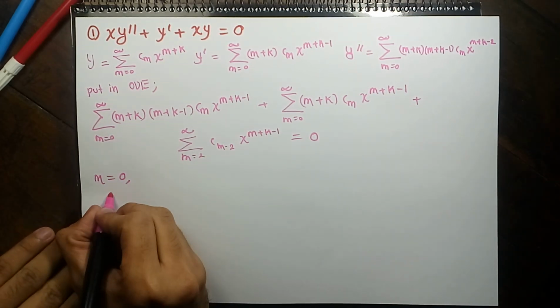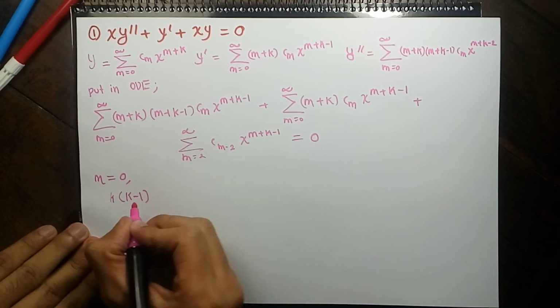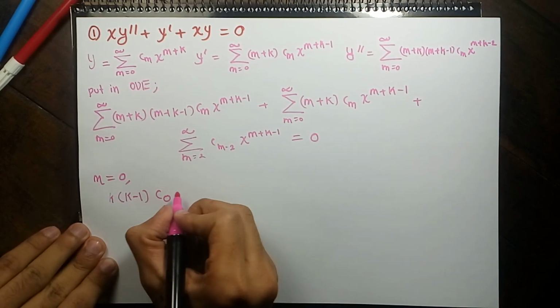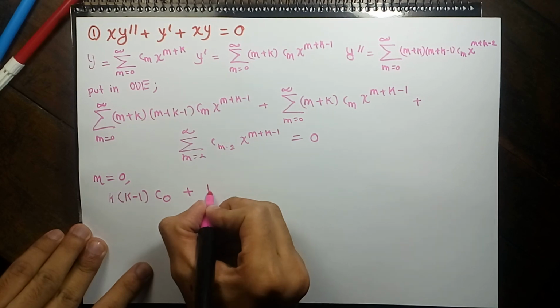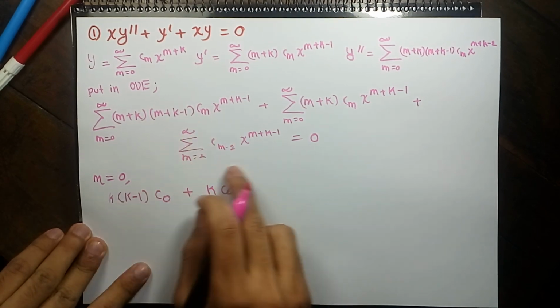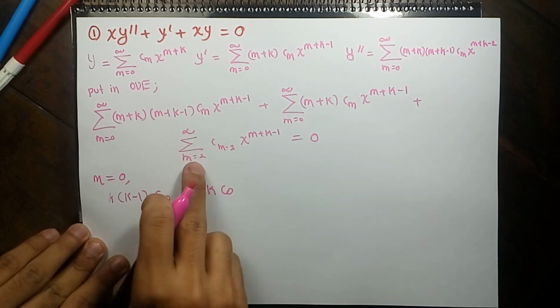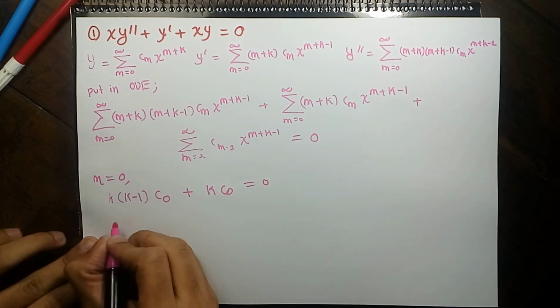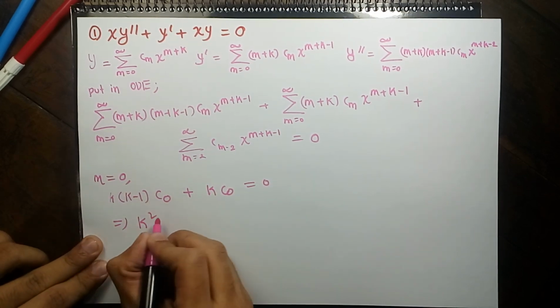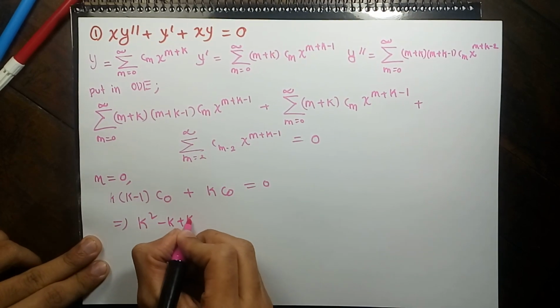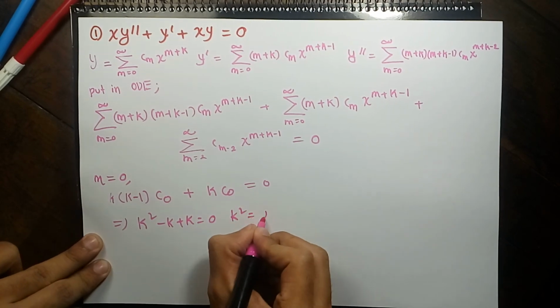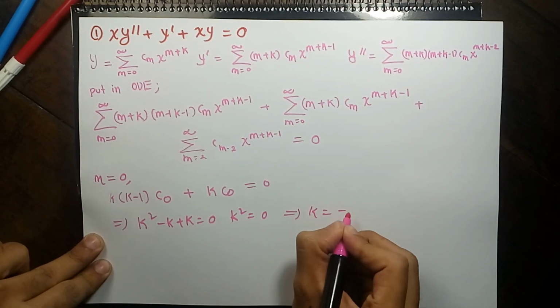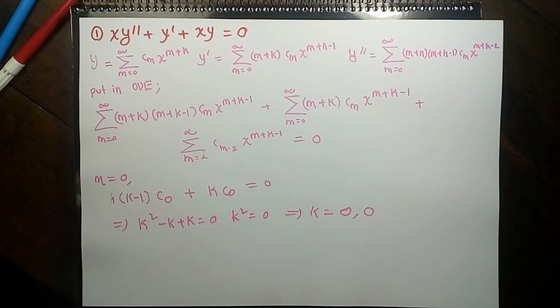So if I put m equals to 0, I get k minus 1 c naught plus k c naught, and in here we cannot put m equals to 0 because the index starts from m equals to 2. So k square minus k plus k equals to 0. So k square equals to 0 and k turns out to be 0 and 0. So both the roots are equal from the indicial equation.